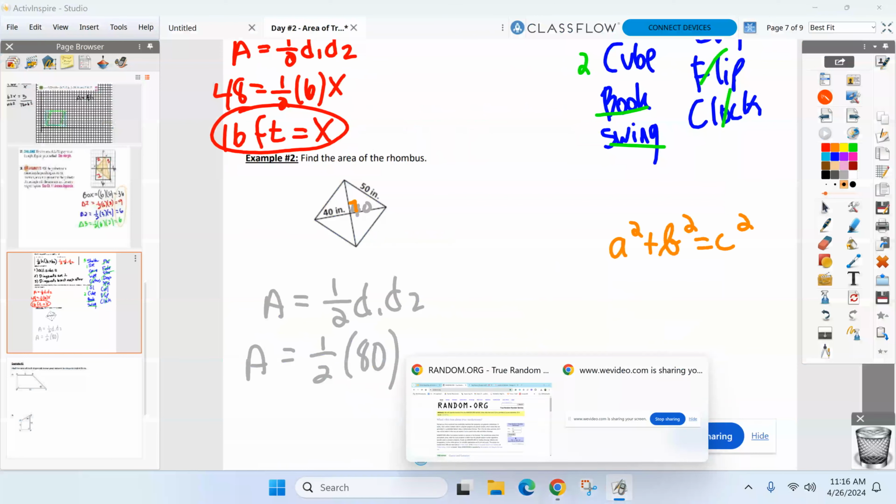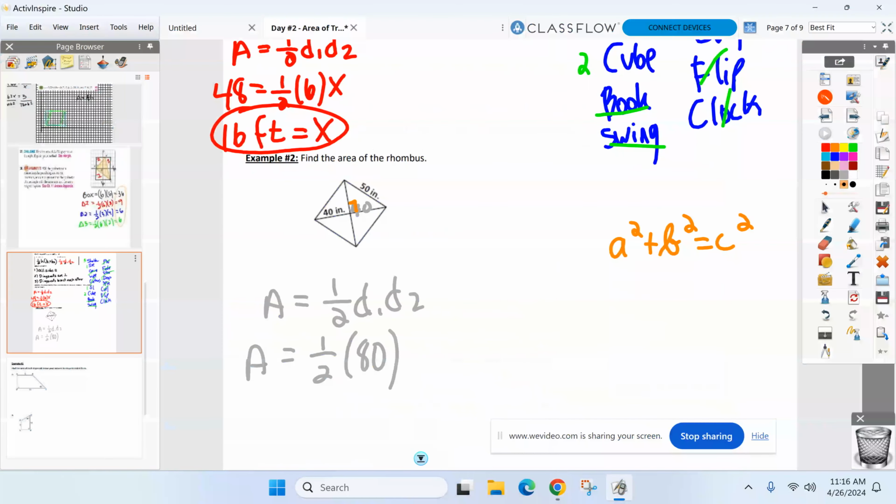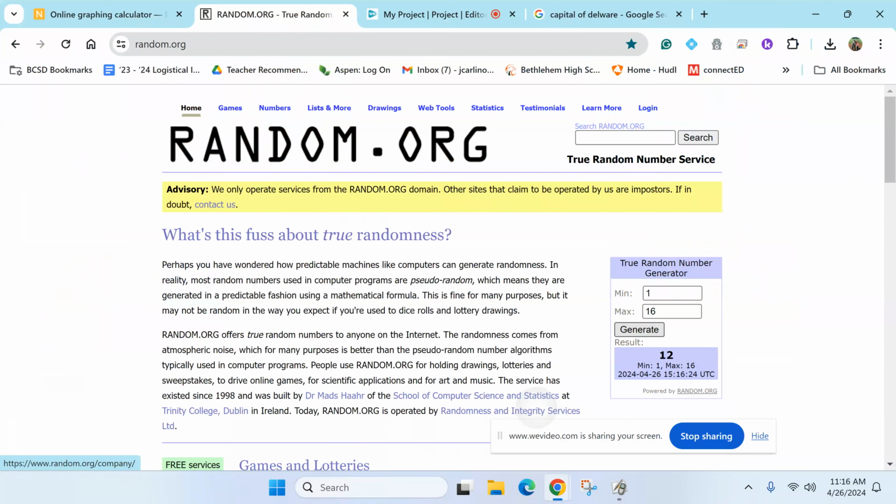Where's the 40 and the 50 going in the Pythagorean theorem? Olivia, where's the 40 going? A, yep. And how about the 50? Good. Just want to make sure we put the 50 in for the hypotenuse. And when you have that value, let me know. What's that value you got from Pythag when you're ready?